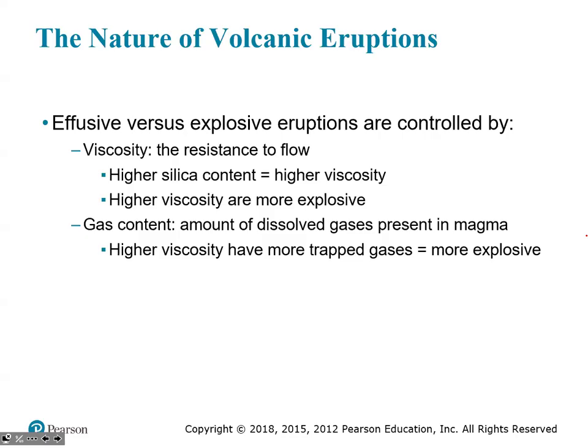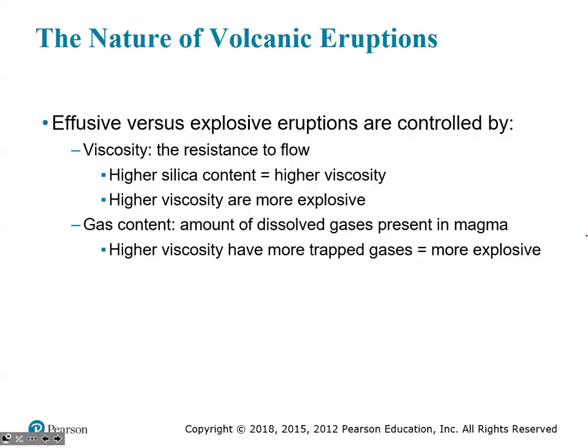Now, whether an eruption is effusive, flowing easily, flooding outwards, and being liquidy, or explosive, depends on a couple of factors. It's controlled primarily by the viscosity, the resistance to flow. A higher silica content leads to a higher viscosity. Higher viscosities are more explosive. You can think of it as that higher viscosities tend to clog the pipes. And if the pipe gets clogged and pressure builds up, stuff is more likely to explode than just flow outwards.